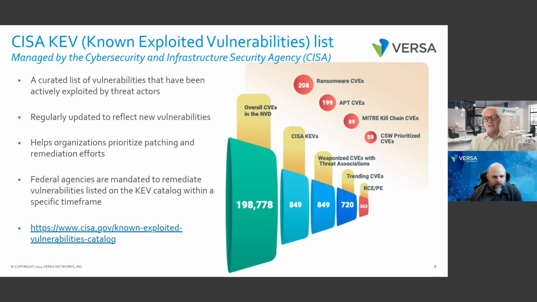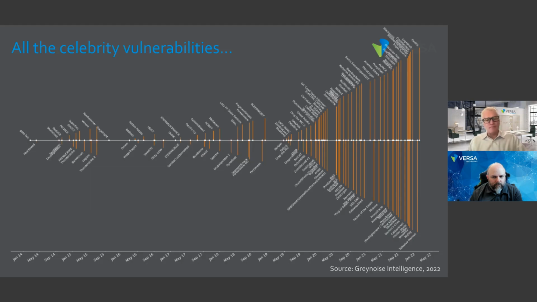This is a slide that some friends of mine at Gray Noise Intelligence developed a while back, and it shows the timeline of celebrity vulnerabilities, right? What's a celebrity vulnerability? It's one that gets a name, right? That gets some visibility because it's exploitable, because it's impactful, because it's a dangerous vulnerability, right?